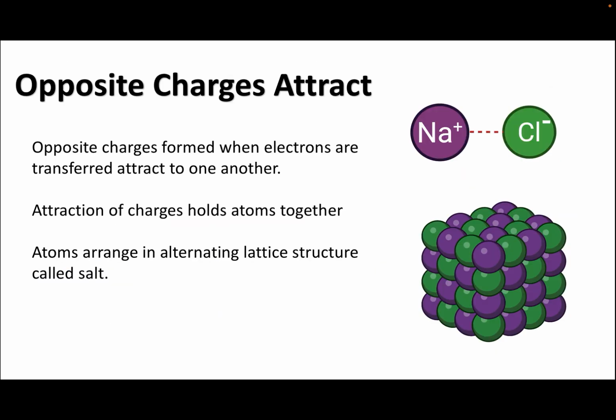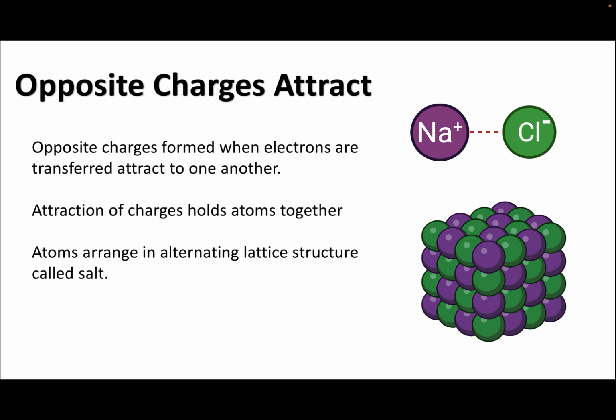And what do we know? We know that opposite charges attract to one another. So all of those positively charged ions, the ones that gave up their electrons, are going to be attracted to all of the negatively charged ions that just gained electrons, and it's going to hold them together into this matrix, alternating positive, negative, positive, negative, creating this crystalline structure called a salt.